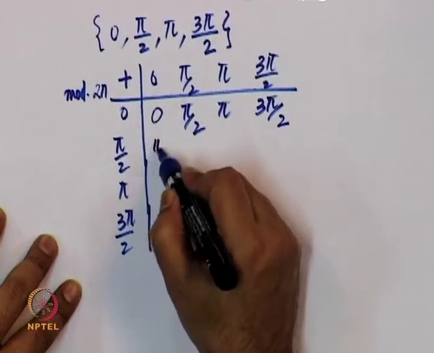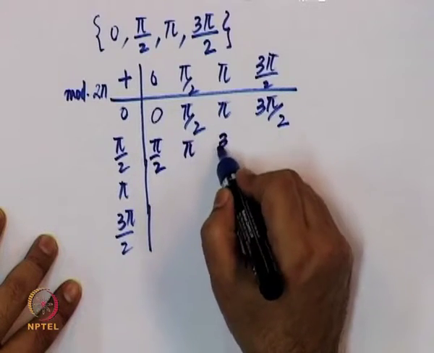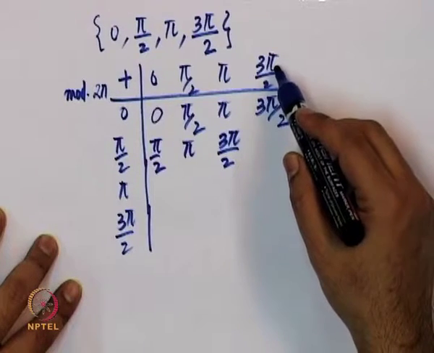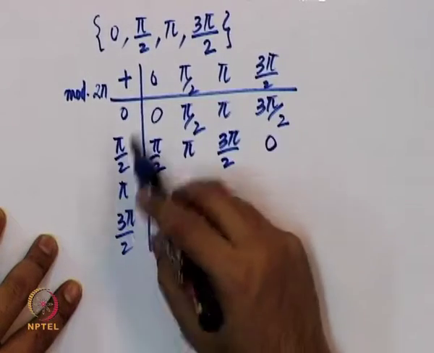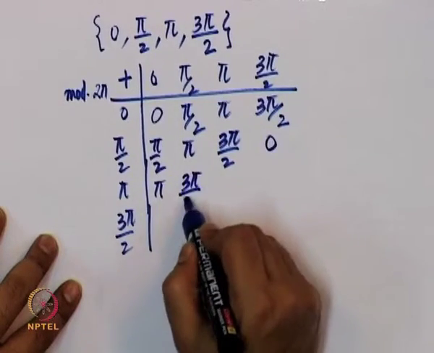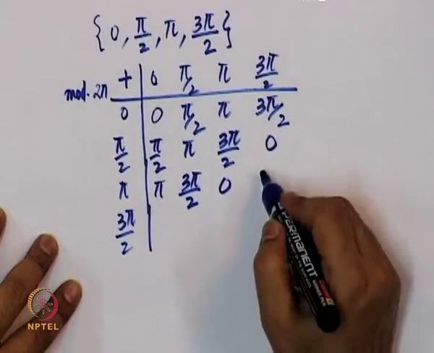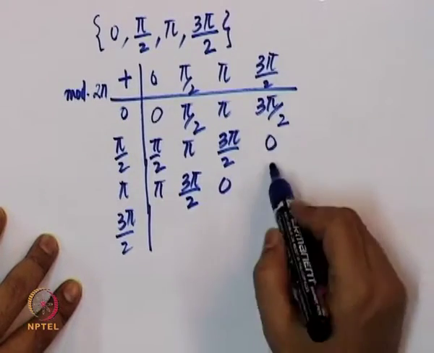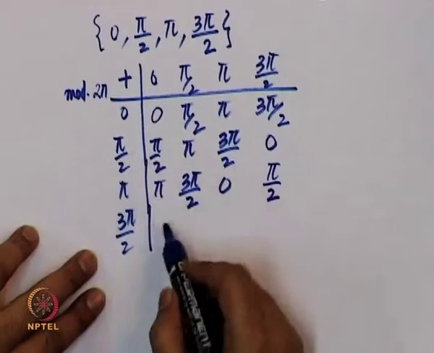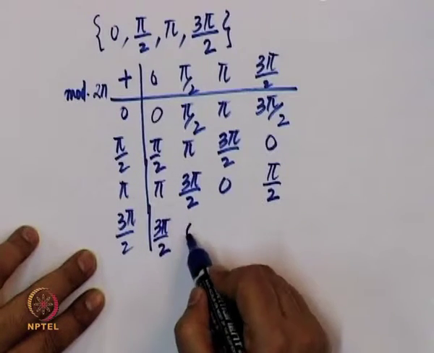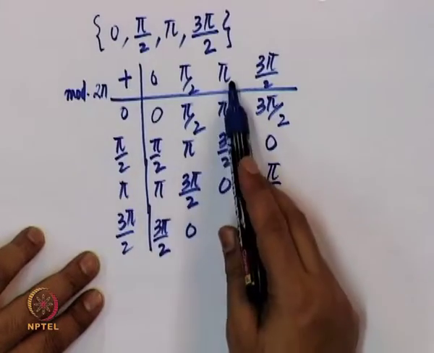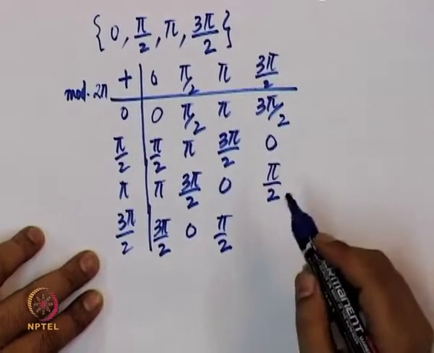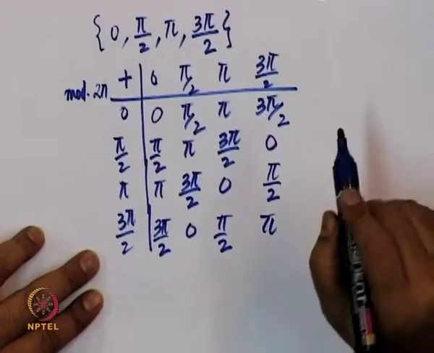Now, pi by 2 plus 0 will give me pi by 2, then pi by 2 plus pi by 2 will give me pi, and then 3 pi by 2, and this will give me 4 pi by 2, which is 2 pi, which is nothing but 0. Now, pi plus pi by 2 will give me 3 pi by 2, and pi plus pi is 2 pi, which is 0, and then pi plus 3 pi by 2, which is 5 pi by 2, so 4 pi by 2 is 0, it will give me pi by 2. Now, 3 pi by 2 will give me 3 pi by 2, and then 2 pi, so 0. Then 3 pi by 2 plus 3 pi by 2 is 6 pi by 2, so that is 3 pi; 2 pi goes, so it will give me pi.